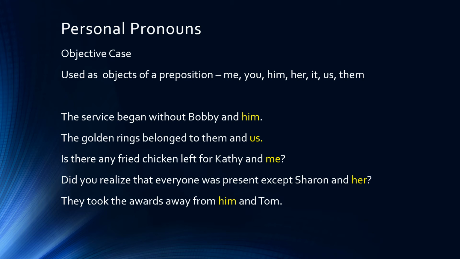The golden rings belong to them and us. Again, the preposition is to. The golden rings belong to them and us. Is there any fried chicken left for Kathy and me? For me, so it's the object of the preposition for.